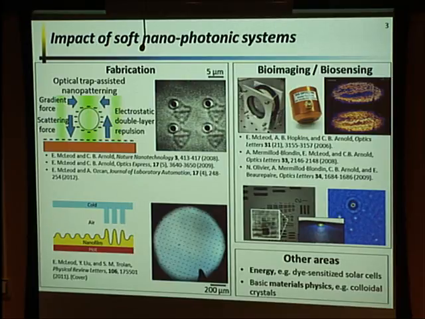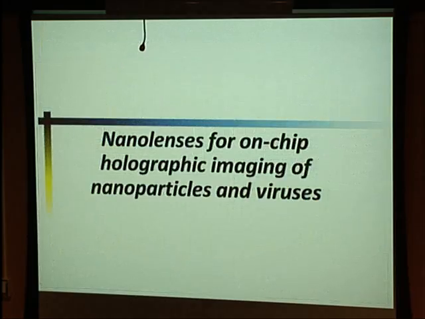And then, of course, there are other areas. These are areas that I haven't in particular worked in, but things such as energy. So dye-sensitized solar cells is another example where the nanoscale interactions between the soft material, in this case the liquid dye, and the hard material and the light provide energy. Other examples are materials physics, things such as colloidal crystals, studying these types of interactions.